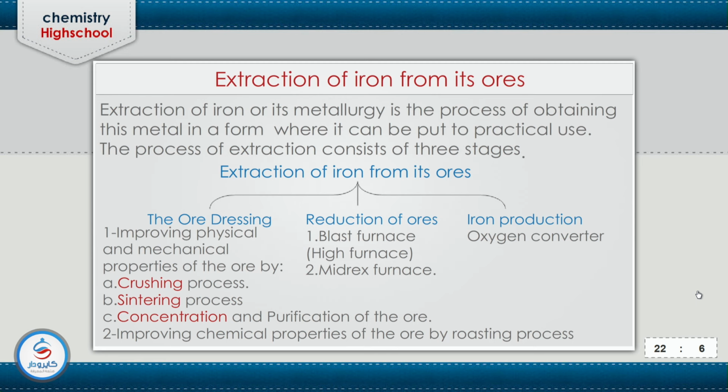Second step of dressing is improving chemical properties of the ore by roasting process. So in the dressing process, we have two processes. Number one is to improve physical and mechanical properties of the ore. Number two, improve the chemical properties of the ore by roasting process.